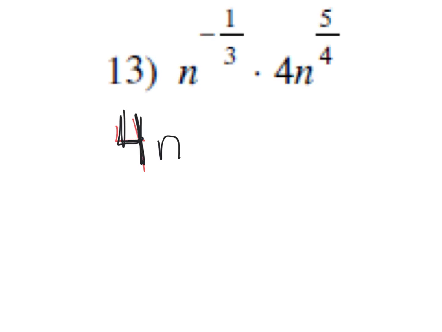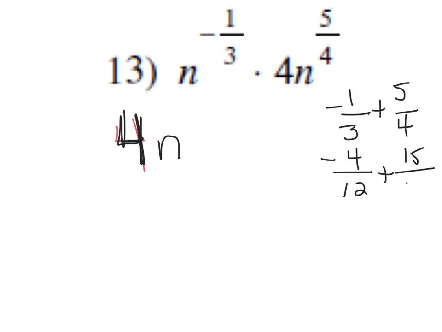Now, when we're multiplying two numbers that have a common base, we add the exponents. So over here on the side, I'm going to go ahead and add these two fractions together. You can also do this in the calculator. And what you get here, if I do it by hand, I have to find a common denominator. So my common denominator is going to be 12. So negative 1/3 is going to become negative 4/12. And 5/4 is going to become 15/12. And when I add those together, I get 11/12. So my answer is going to be 4n to the 11/12. And that's all.